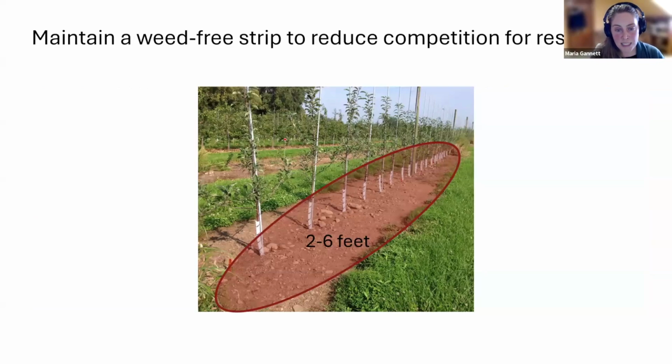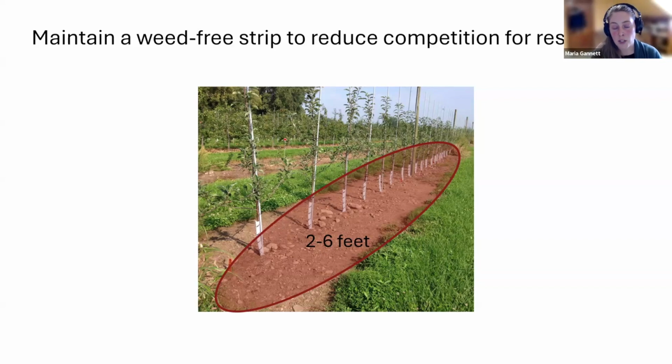You do want to maintain that weed-free strip. Generally, this is between 2 to 6 feet, so 1 to 3 feet on either side of the tree, depending upon your own personal preferences, your rootstock, the density of your planting. Any plants within this strip, especially in years 1 through 4, will compete with your crop for resources. So that'll be water, nutrients, and light. And they will cause reductions in tree growth and yield. So especially during this establishment period, make sure to maintain this weed-free strip.